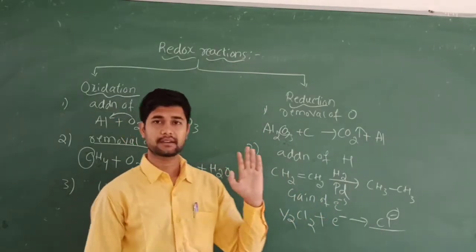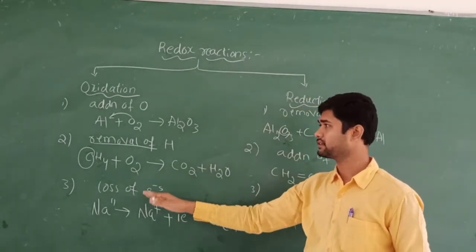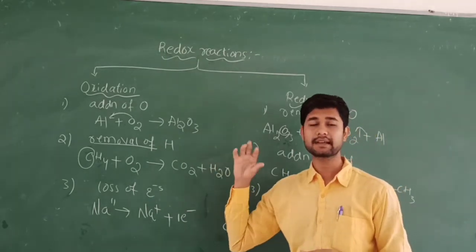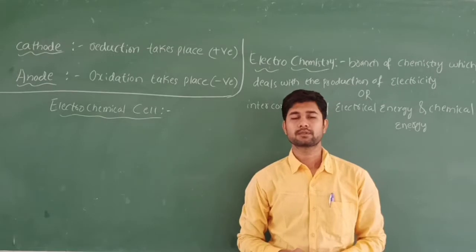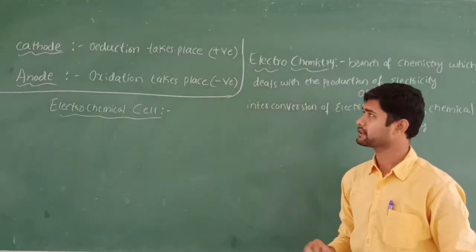So this is about redox reactions, oxidation and reduction. You should remember these definitions, as they are very important for learning the electrochemistry chapters. After learning the basic concepts of electrochemistry, let's move towards electrochemistry.